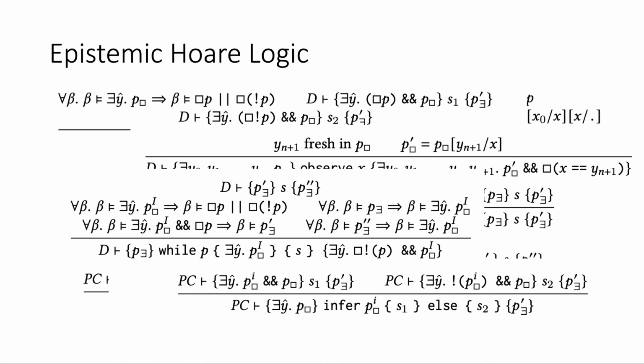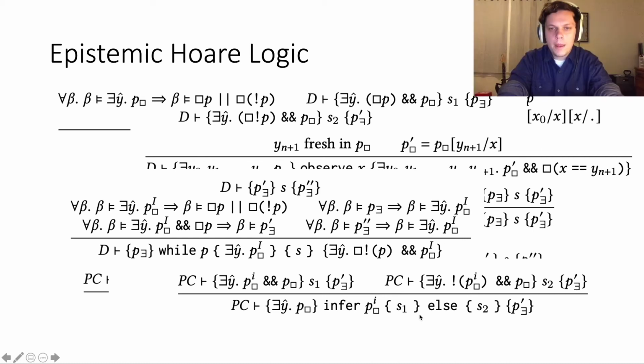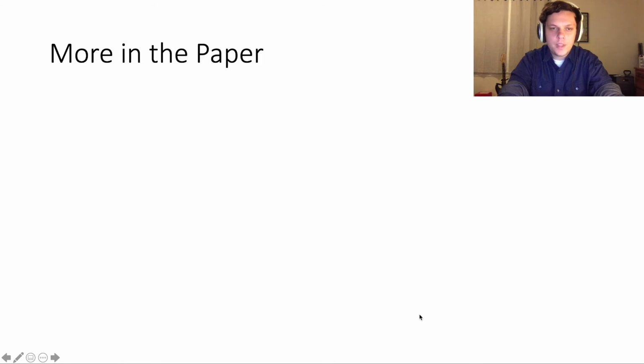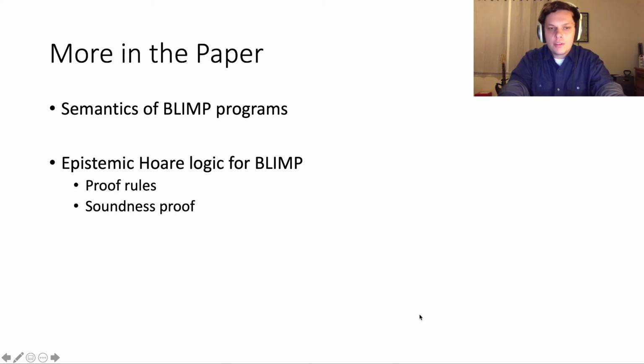There are a few too many for me to go over in this talk, but if you want to know more about these, we can talk about them some more in the extended questions section that is going to follow. And these are in the paper too. Speaking of which, in the paper you can also find a semantics of BLIMP, which gives the fine-grained details of how belief programs work. You can also find the rules of epistemic Hoare logic and a soundness proof that the rules are sound with respect to the semantics.